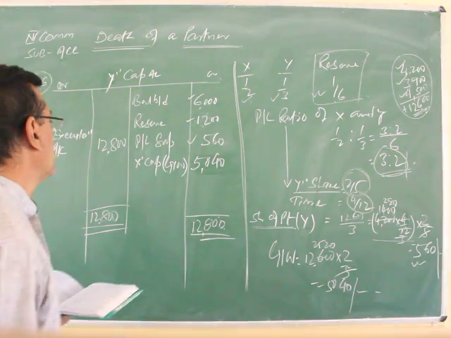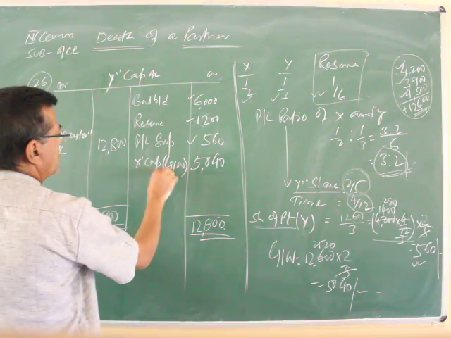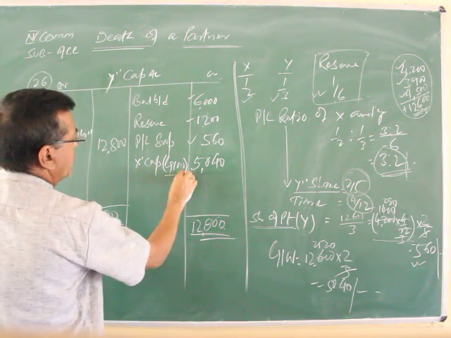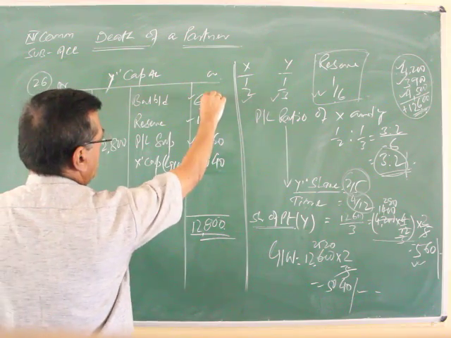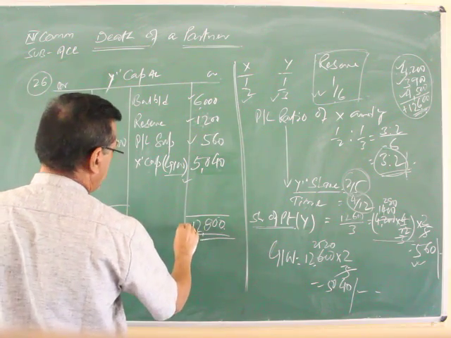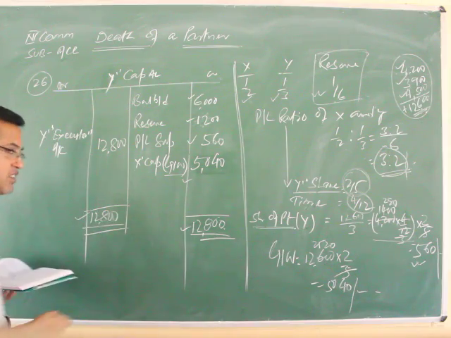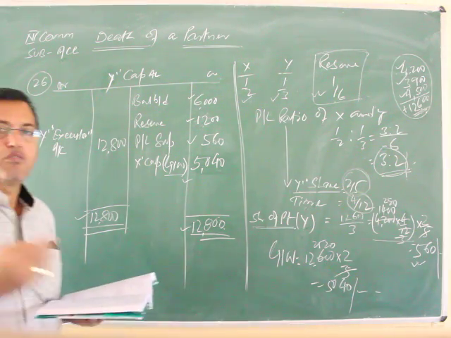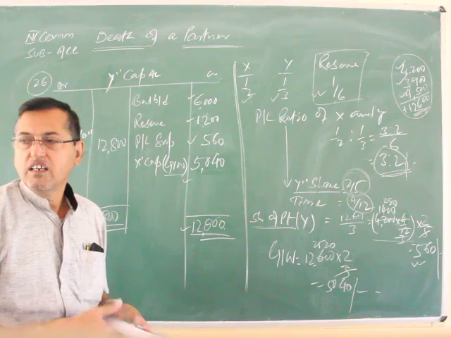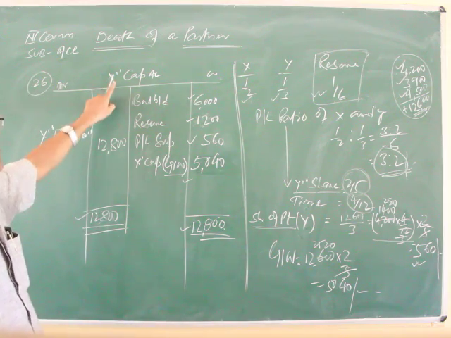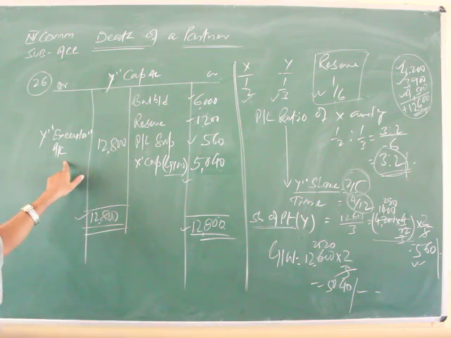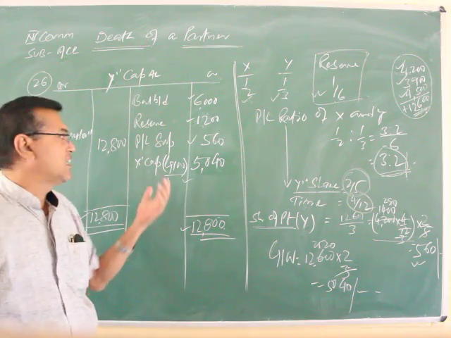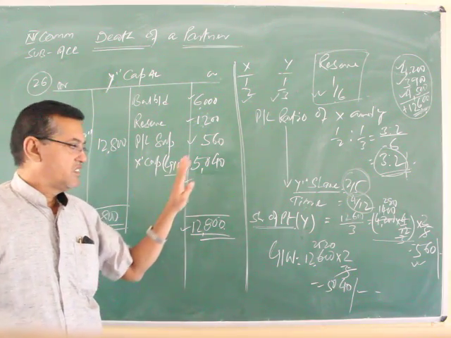Is it clear? So here, by X's capital, X to Y, X's capital is goodwill 5,040. You have to add, you will get 12,800 total. This amount will be transferred to the deceased partner's executor's account, legal representative's account, whatever you can say. Okay, this is completed.